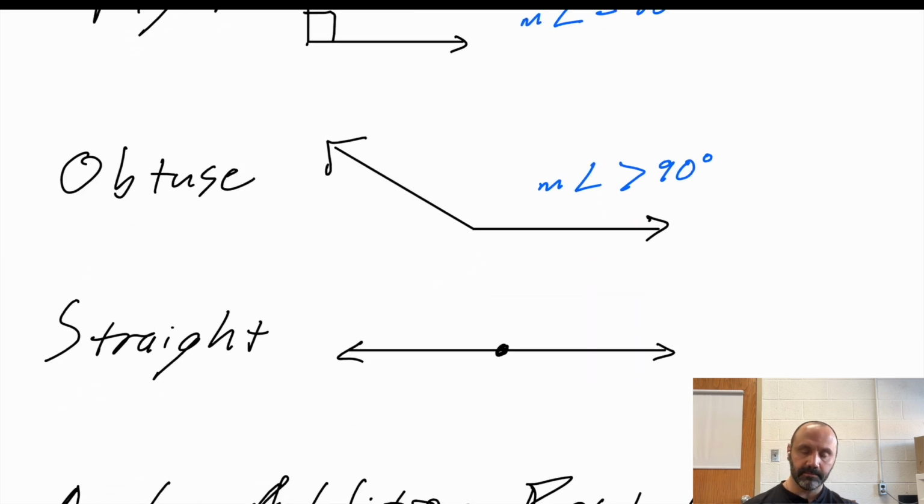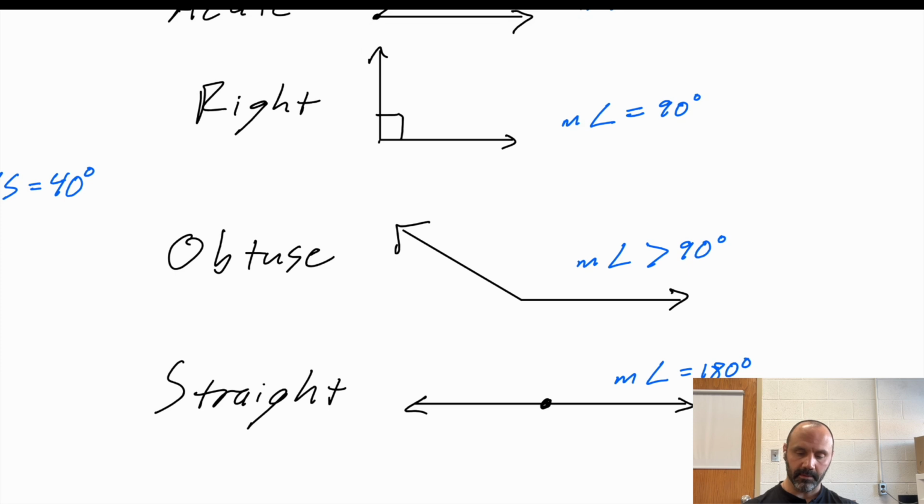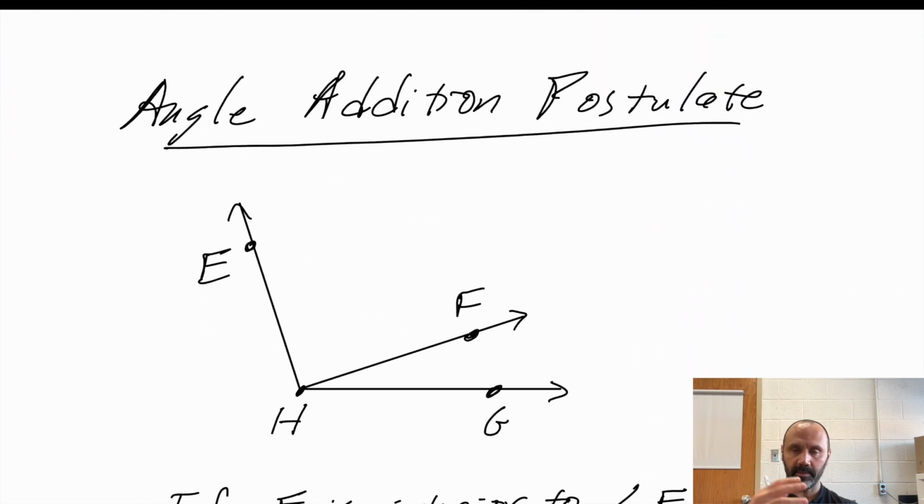And then a straight angle is one where you have opposite rays, right? And so here the measure of the angle is 180 degrees. Okay, so that's how we classify angles. Again, a lot of this stuff you probably already know, but we're just defining it really carefully at the beginning as we build up from this.